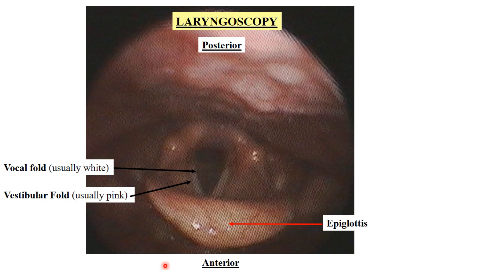So if I were to put my finger in here and touch this right here, I would induce a gag. This mucosa right here is innervated by cranial nerve 9, as is the mucosa of all the pharynx. But forget about that right now.